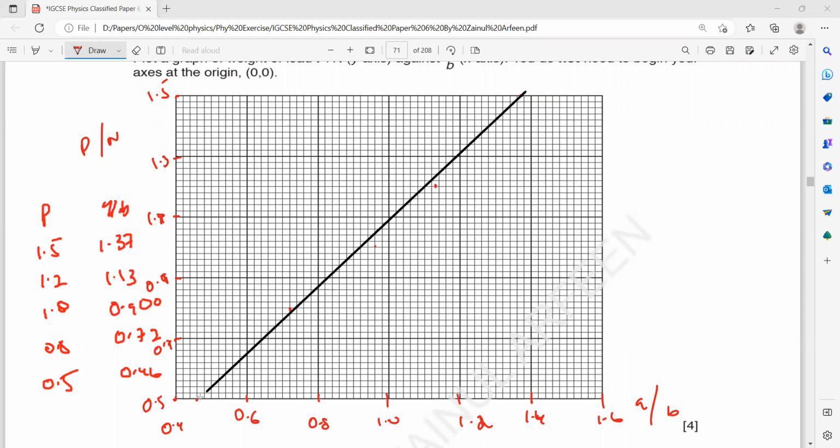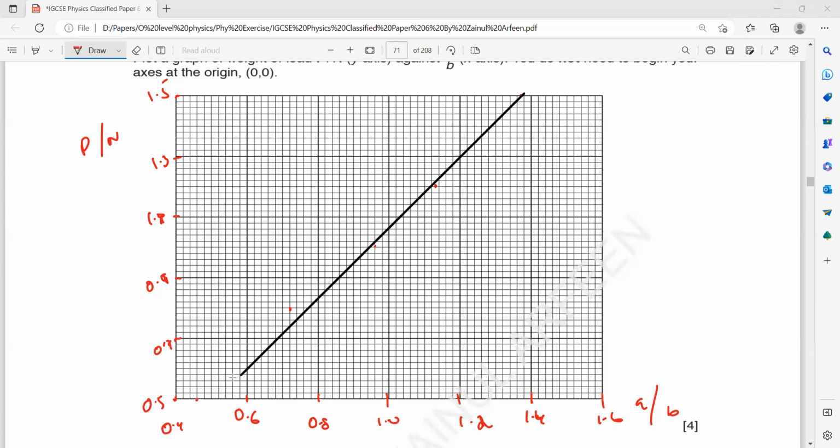So again, what we do, we draw a line of best fit. Two points are above, 2 points below, as you can see here. So this is 1, 2, 3, 4. So this is the line of best fit we drew.